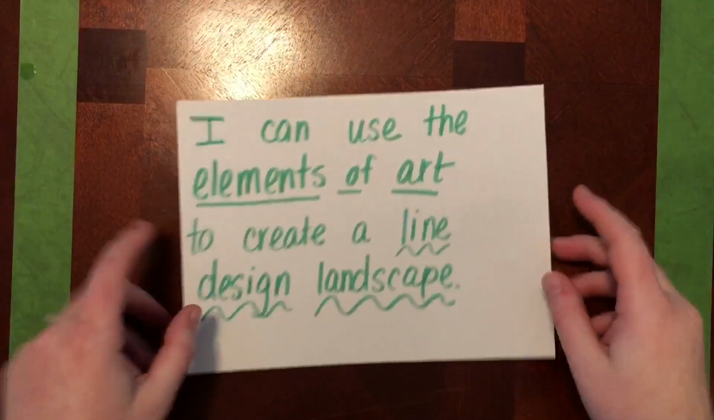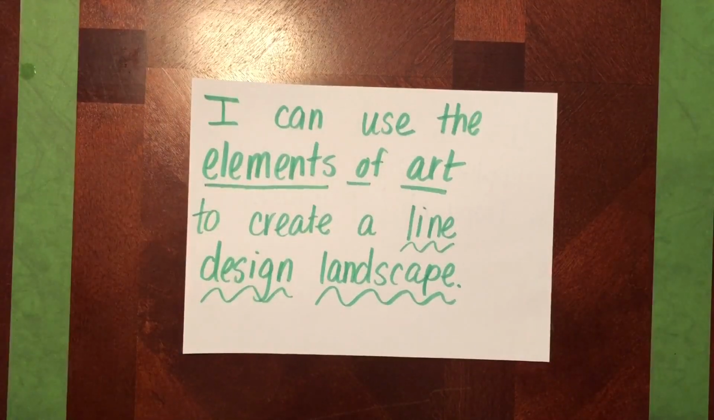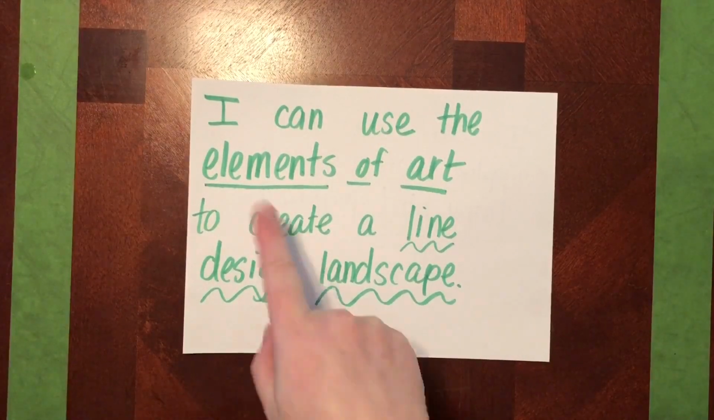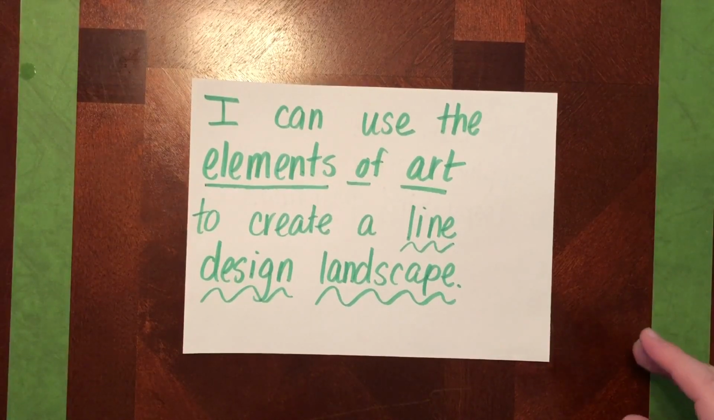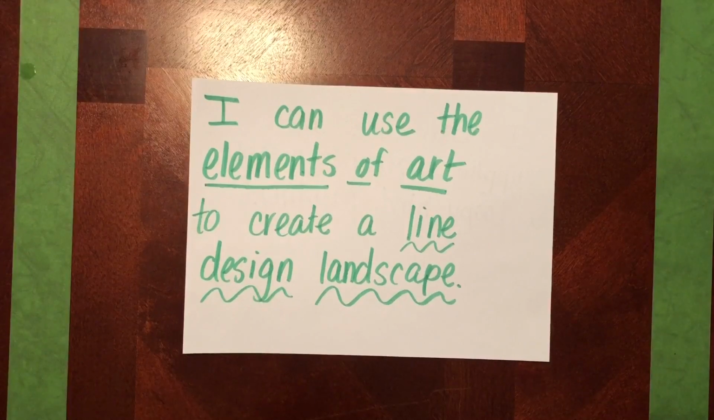All right, students, so let's go ahead and refresh our brains on this objective. We're going to use the elements of art to create a line design landscape. And like I said, some of you might have seen this before in the art rooms. Some classes even got to start it, but some classes didn't at all. So I'm going to go ahead and have grades 3 through 5 do another one because a lot of you guys did not get to do this. I think only 2 classes.